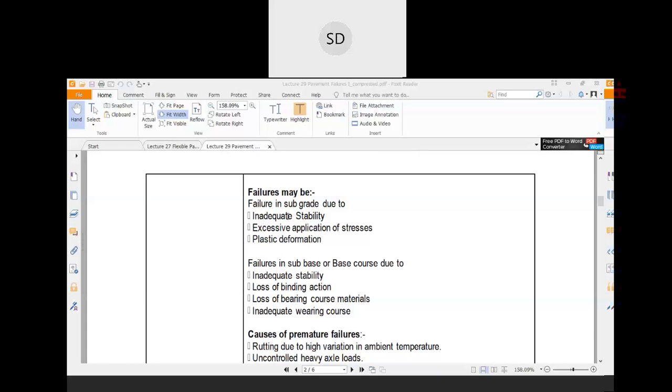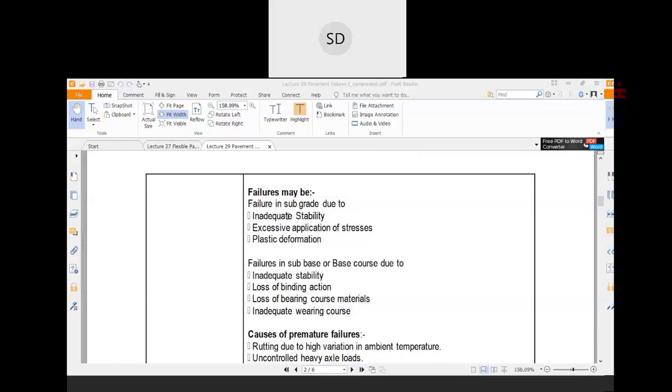Then failures in subbase or base course due to inadequate stability. Suppose the aggregate used in the base course or subbase course is not graded properly. In that case, because of the inadequate stability, it could fail. Loss of binding action: if you are using too many rounded, flaky or elongated aggregates, in that case there will be no bonding between the aggregate particles and therefore that base or subbase could fail.